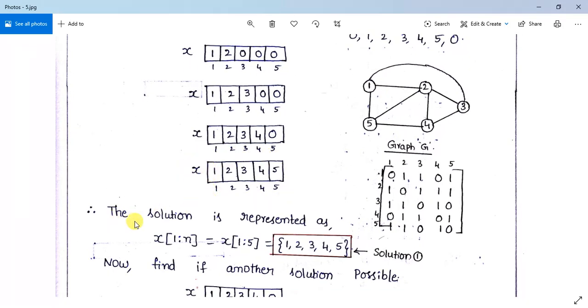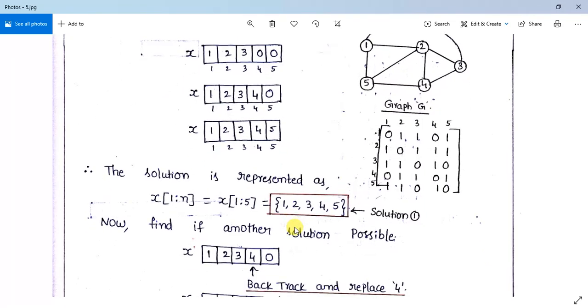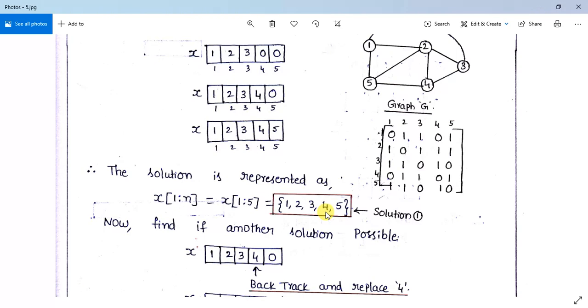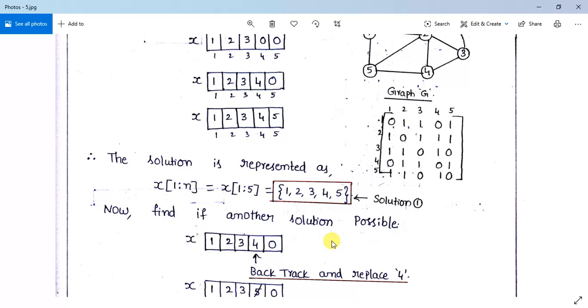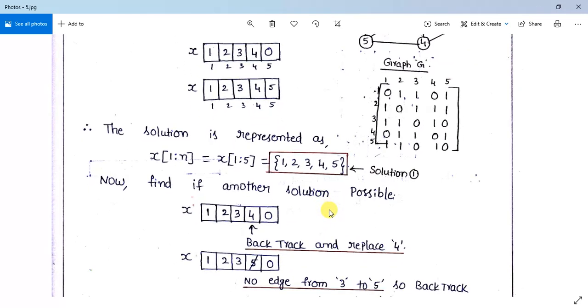What is the solution? Therefore, the solution is represented like this, the set 1, 2, 3, 4, 5. This is the order. Okay, 5, and again we are going to visit the first vertex, comma 1 is also there, so that it forms the Hamiltonian cycle. So we have got one solution. Like this, I need to find all the possible solutions, that is all the Hamiltonian cycles in the graph. This is the procedure.